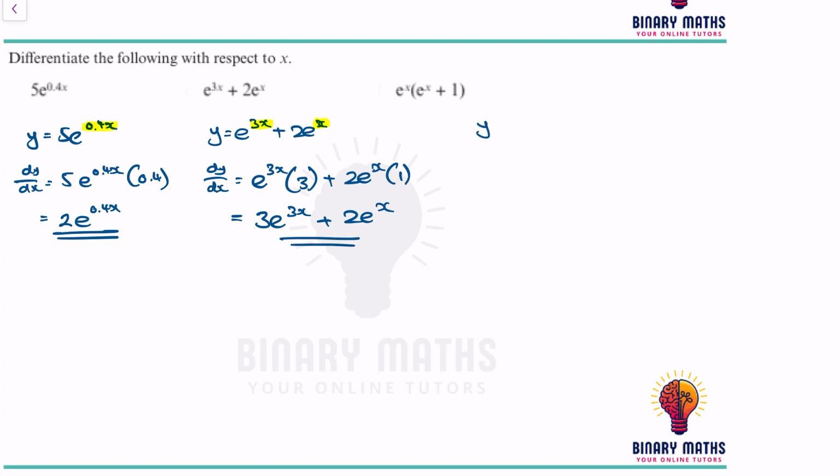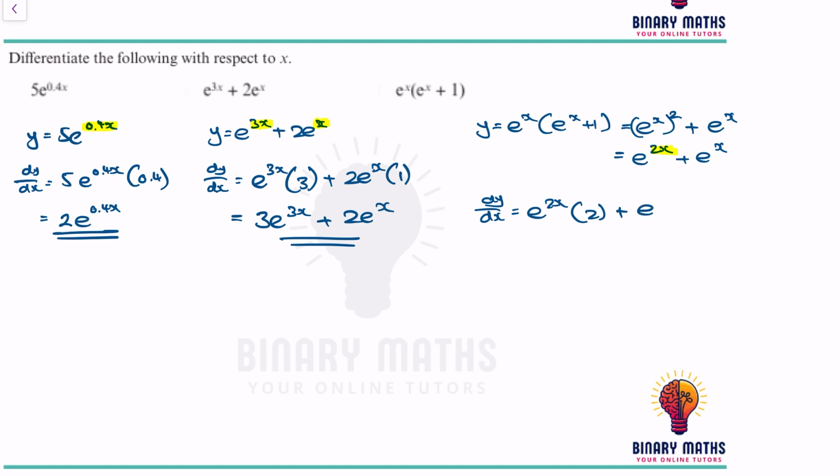Okay, the last one, y is equal to e to the x times e to the x plus 1, which is the same thing as e to the x squared plus e to the x, which is the same thing, using laws of indices, as e to the 2x plus e to the x. So when you differentiate this, e to the 2x differentiates to e to the 2x times 2 from the inner function, plus e to the x differentiates to e to the x. So you get 2 e to the 2x plus e to the x.